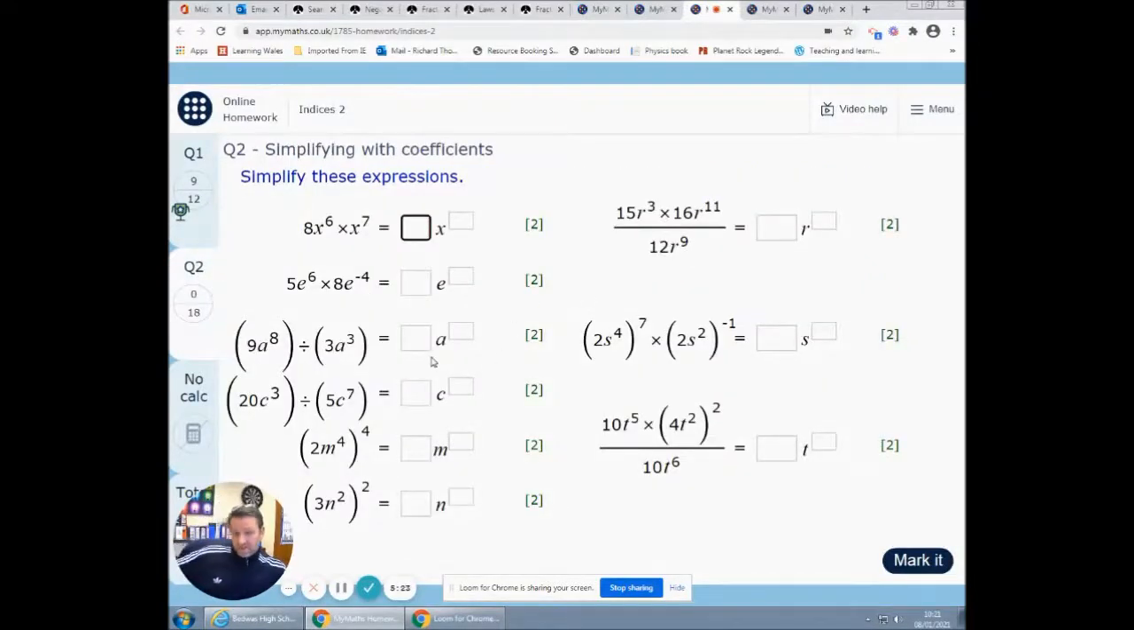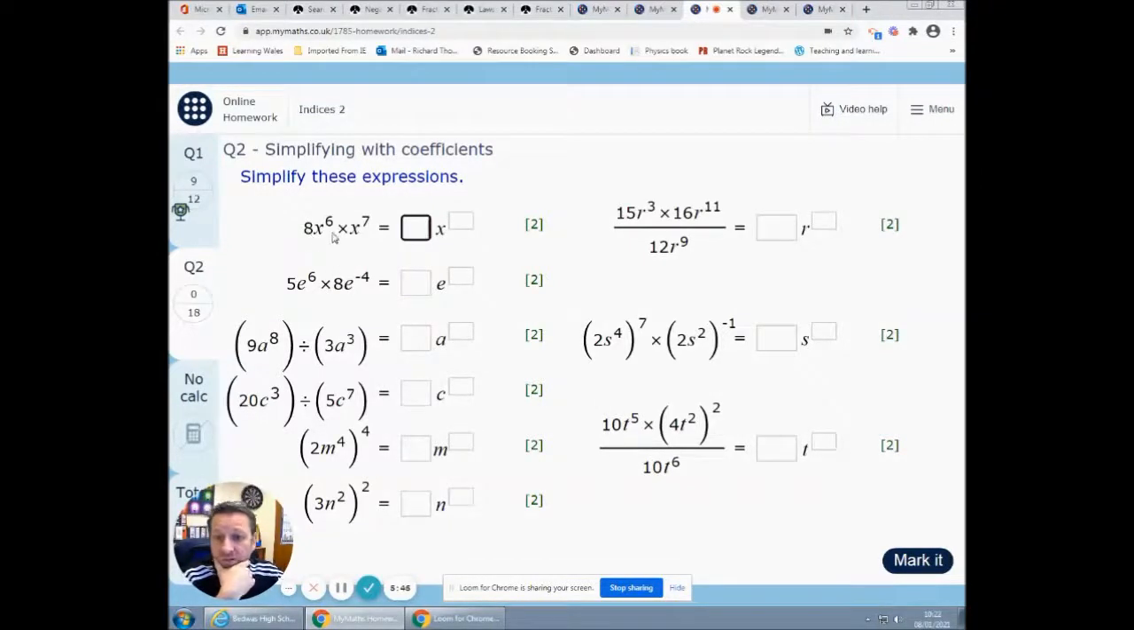This is the type of stuff you'd see at the start of a higher tier paper, non-calculator. Right, so straight away it looks tricky, and you've just got to take it one step at a time. When you have multiple algebraic expressions with integers, just do the numbers first, as in the 5 and the 8 here, the 9 and the 3. Do the integers at the start, then worry about the algebraic powers, right?